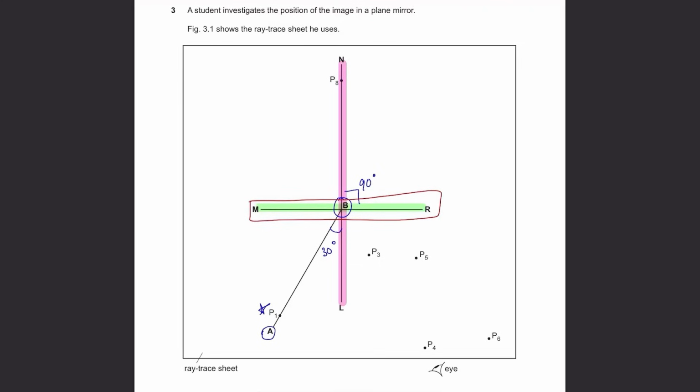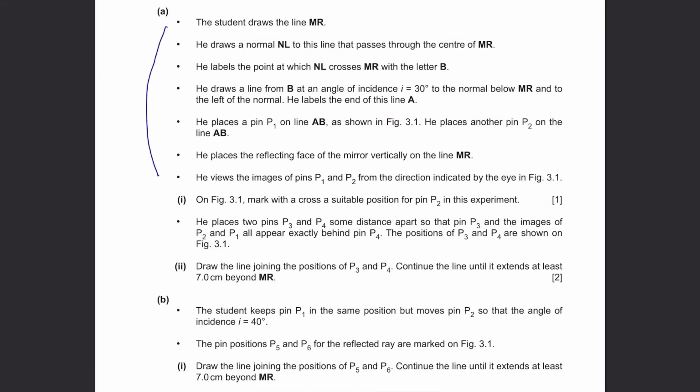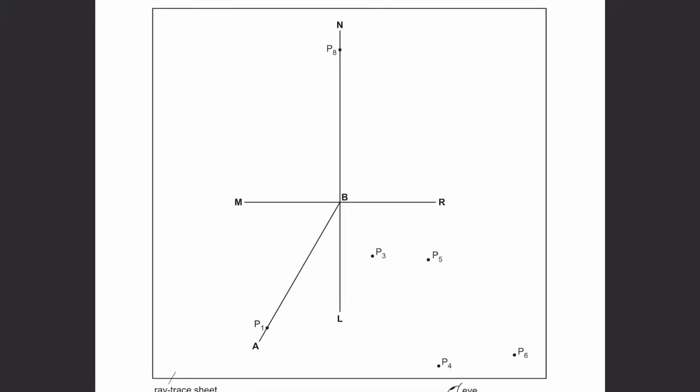He views the images of pins P1 and P2 from the direction indicated by the eye in figure 3.1. So there's a mirror here, 2 pins on line AB, one of them is not shown, and you're looking at the mirror from this direction. On figure 3.1, mark with a cross a suitable position for pin P2 in this experiment. Mark any point on line AB but not too close to the mirror and at least 5 cm away from P1. I'll put it here.